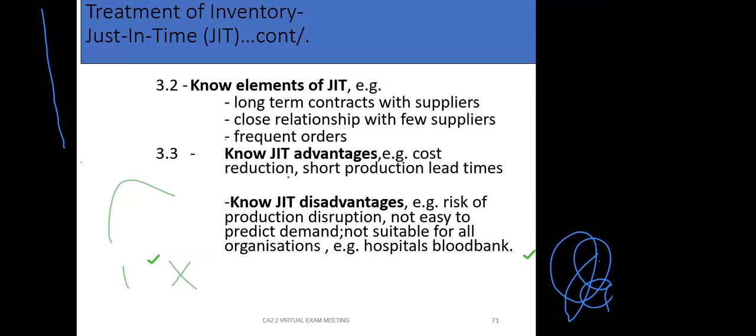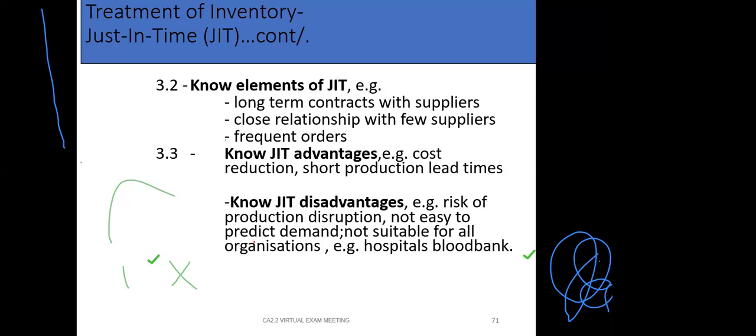So when you learn a certain method, or in this case JIT, you should know the advantages and disadvantages. Then it means that you know what it is, and also the advantages and disadvantages. Not just what it is, because otherwise when the question comes, if they ask for advantages, you'll fall short. For example, some of the disadvantages of JIT are risk of production disruption because you don't have materials. Not easy to predict demand.